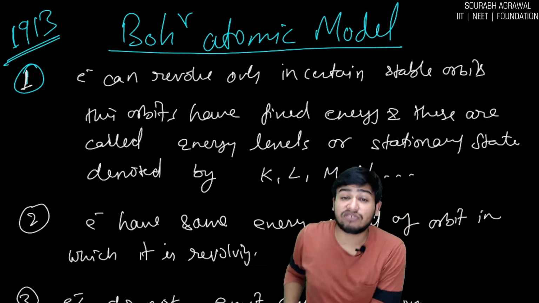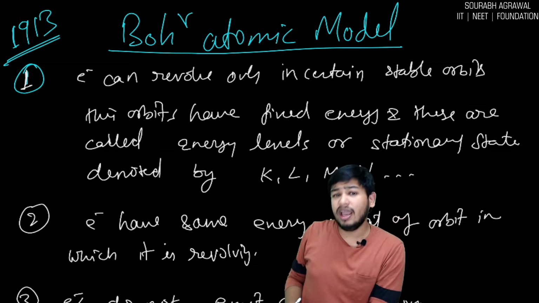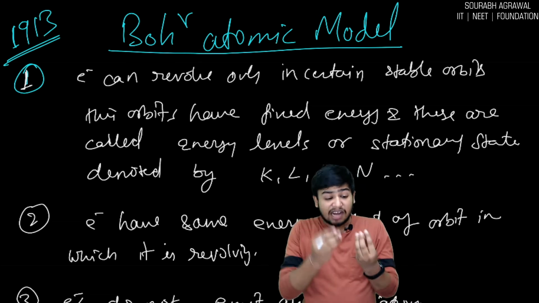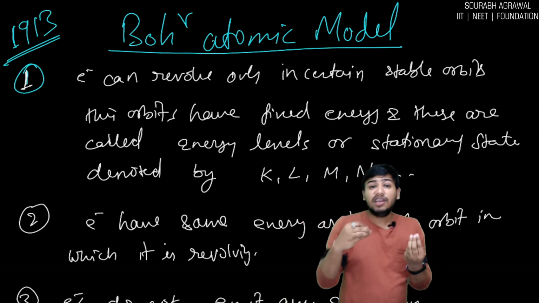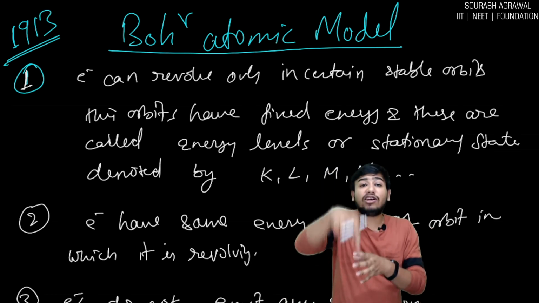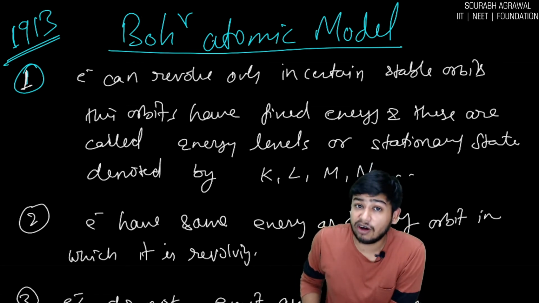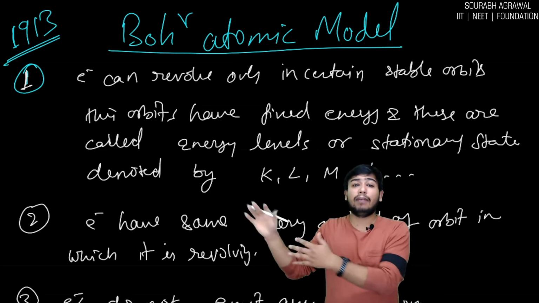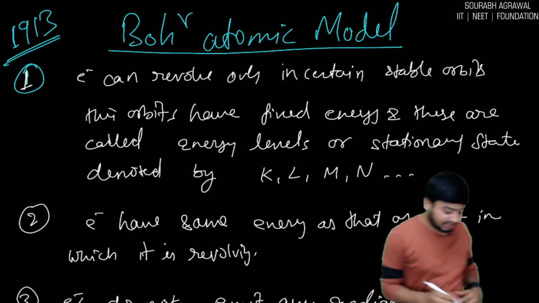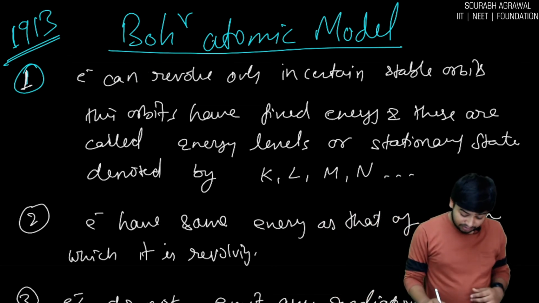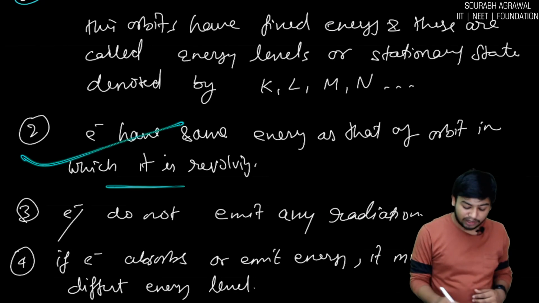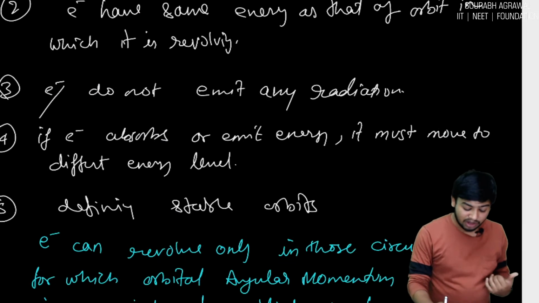And the electrons revolving in that orbit have the same energy as that of the orbit. And he named them K, L, M, N, O. Are you getting my point? Like that. So this is the first thing: the electron has the same energy as that of the orbit in which it is revolving. I already told you.